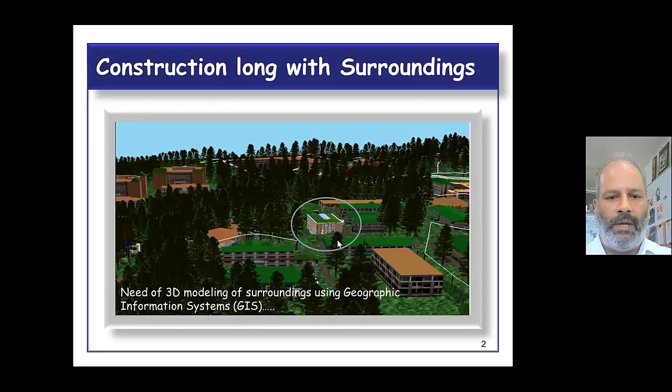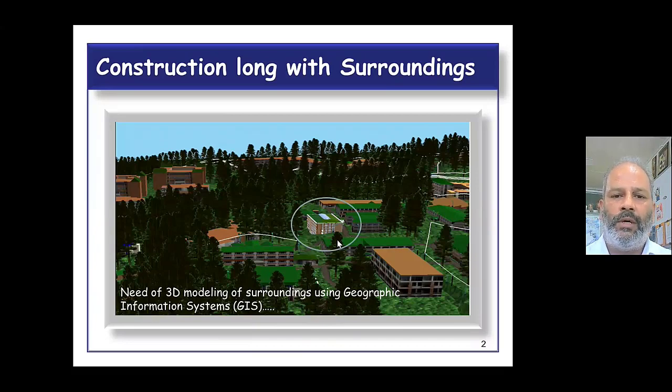We have established in the last presentation that a facility which we are going to construct needs to consider its surroundings. Surroundings affect a facility, or a facility is affected by its surroundings. So that's why whenever there is a construction, its plan, its execution, or its life cycle has to be decided keeping in view its surroundings.